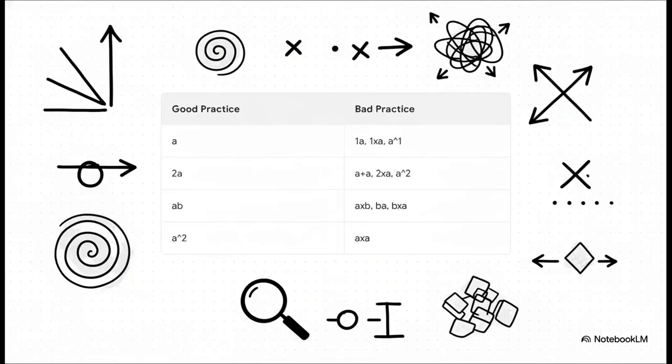There's a sort of grammar to math, and standard practice shows us how to do this correctly. We write A, not 1A. We write 2A, not A plus A. We write AB, not A times B with a big X in the middle. Now, why does this matter? Because clean, simplified expressions prevent mistakes when the problems start getting longer and way more complicated. A good mathematician is a neat mathematician.